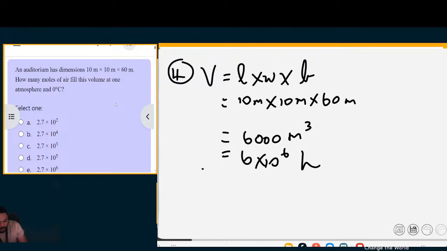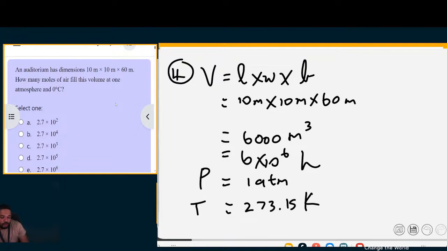Okay, now we have the volume, we have the pressure at 1 atmosphere. That is the temperature in Kelvin. It's 0 degrees Celsius, and Kelvin is 273,15 Kelvin. And the gas constant for this formula will now not be 8,314. This is the reason why I use this one. It's just to introduce you to the different versions of the gas constant.